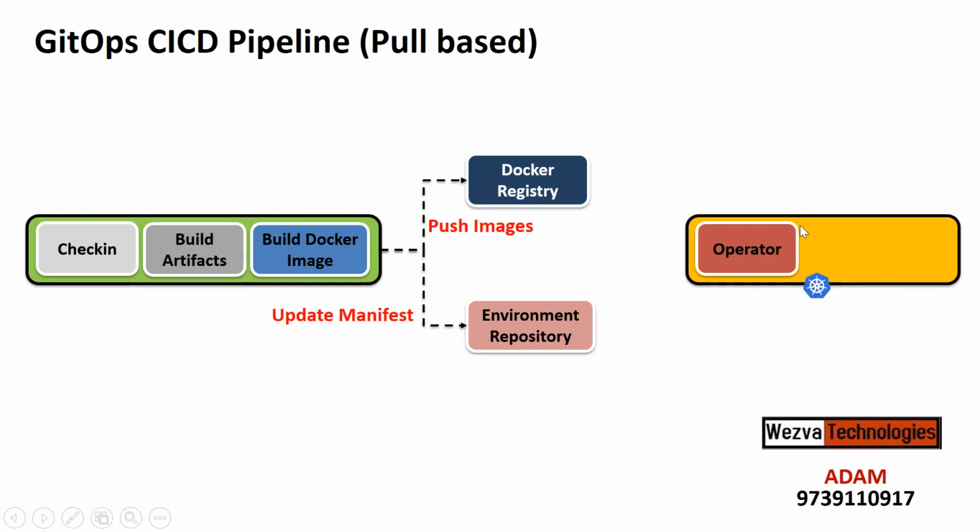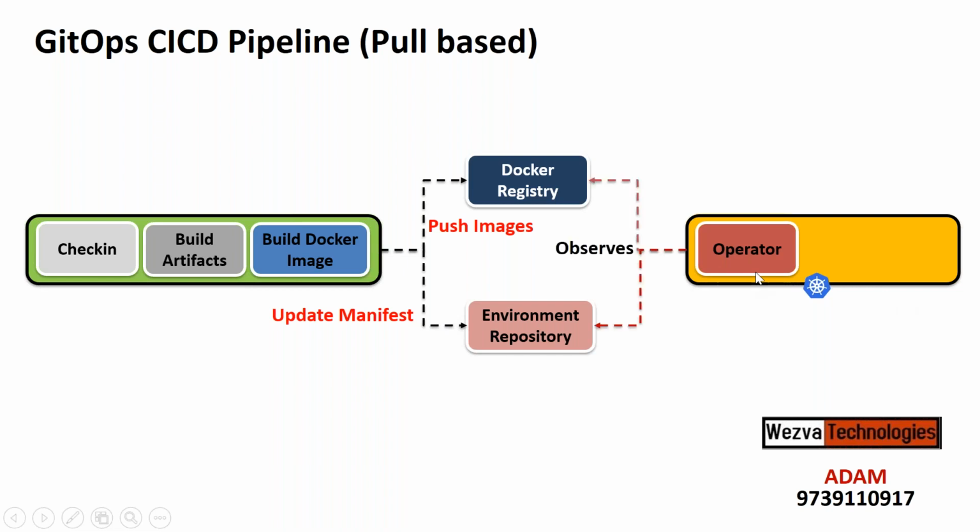Suppose you have a dev cluster or a QA cluster, you will have a GitOps operator running inside it. So what will this operator do? Now, the CI pipeline, where does it end? It ends here. It will build, put the image into the registry, or update some particular manifest file in the repository. That is where your CI ends. But what does the CD pipeline do? The CD pipeline is taken care of by this operator.